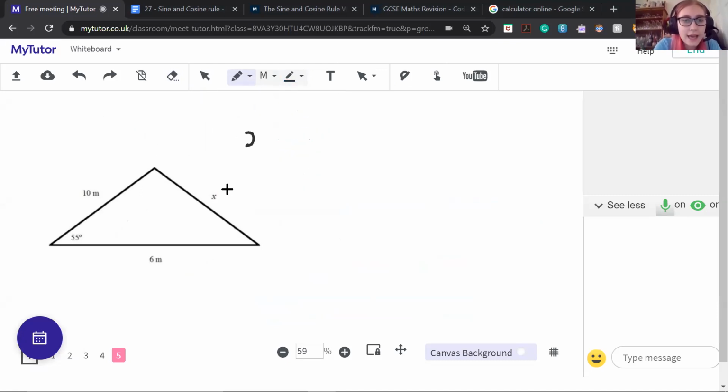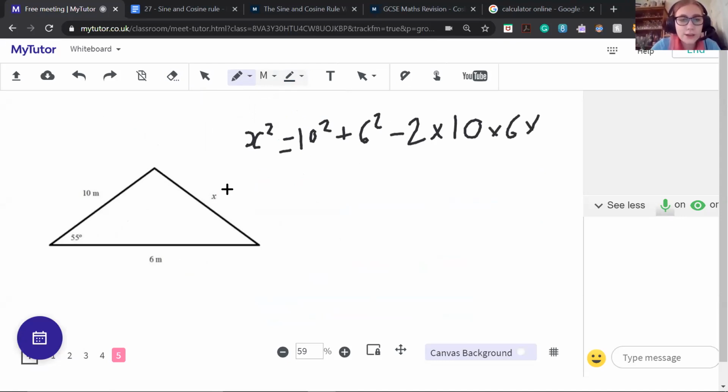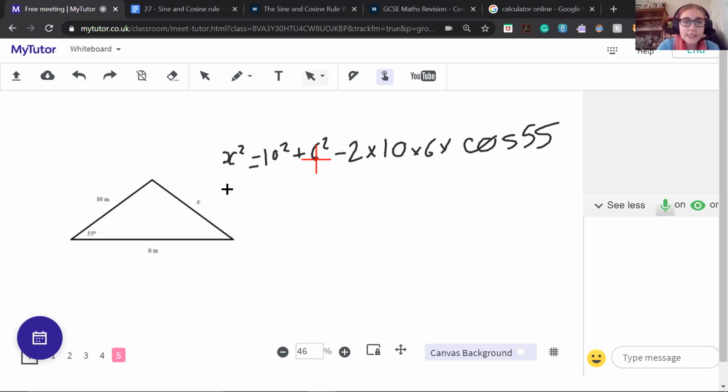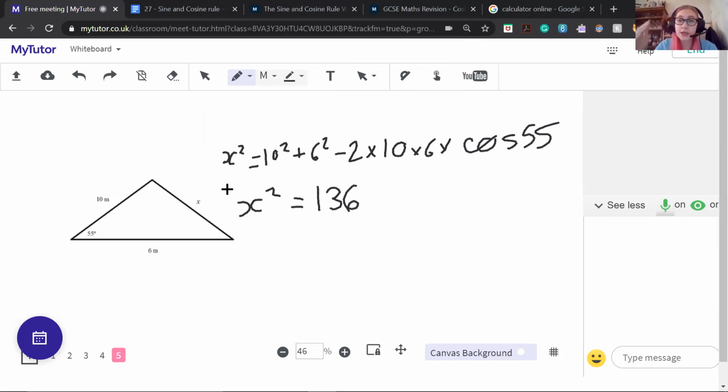So here we get x squared equals 10 squared plus 6 squared minus 2 times 10 times 6 times cos 55. So hopefully you can see where I got that from. It's just a squared is b squared plus c squared minus 2bc cos A. So just refer back to that or Google the cos rule if you're lost there. Then I do 10 squared plus 6 squared, so that's going to give me 136. And then I do 2 times 10 times 6, and that's going to give me 120.